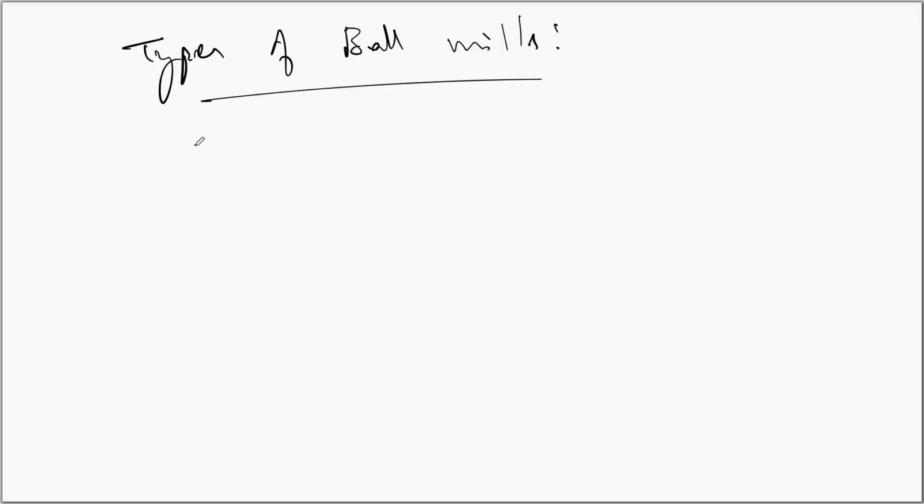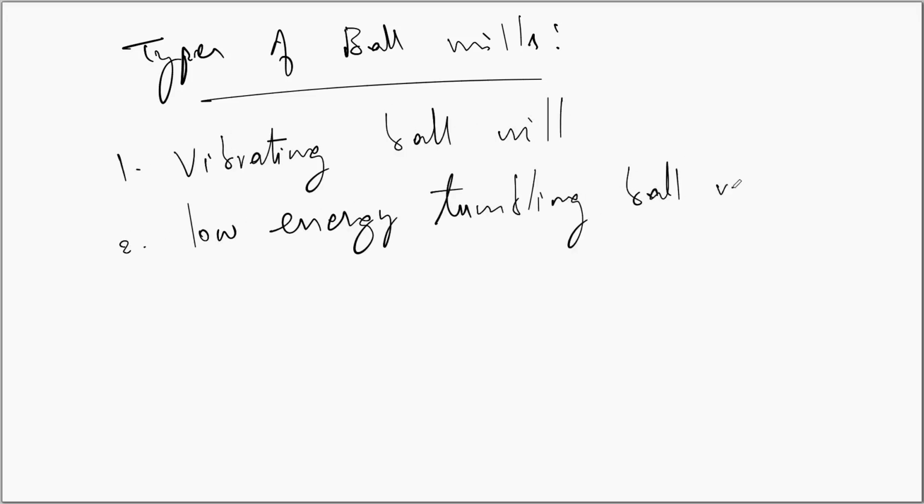Now we shall see the types of ball mills. Here we shall discuss generally the types of ball mills that are largely used in nanotechnology or in synthesizing nanoparticles or nanomaterials: vibrating ball mill, low energy tumbling ball mill, and thirdly high energy ball mill.